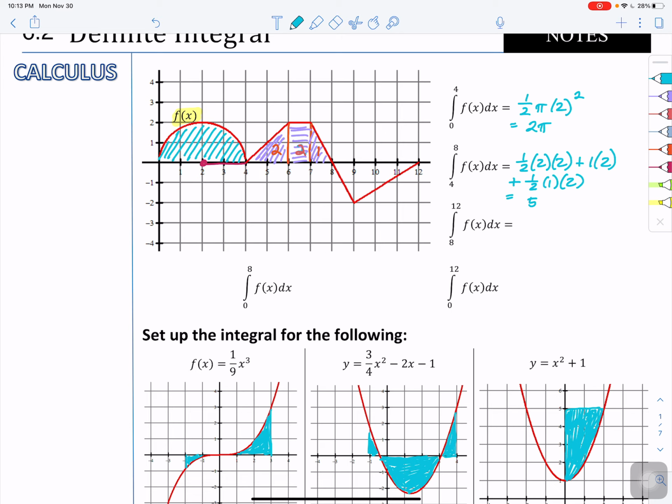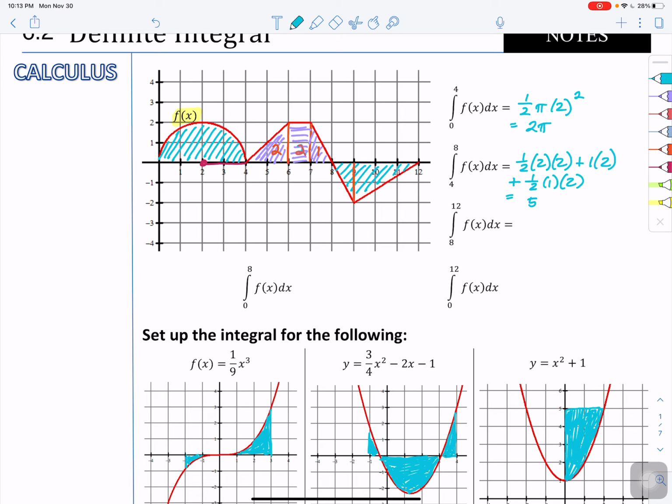Now, you have to be careful because the integral from 8 to 12 is below the x-axis. And anytime you have area that's below the x-axis, it is going to be negative. Yes, I said it, negative area. So let's go ahead and do that. And we have to be careful because the height of this triangle here is 2, or you could say -2. And then, of course, the base is 4.